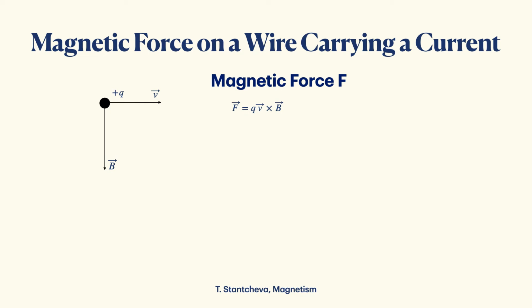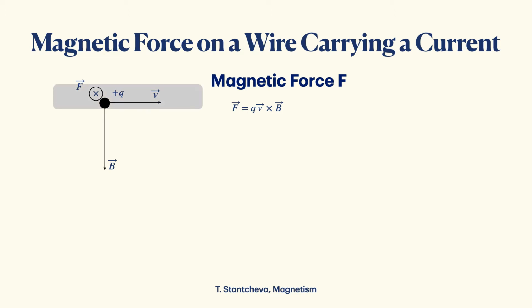In the video about the magnetic force on a moving charged particle in the presence of a magnetic field, we saw that the magnetic force experienced by such an electric charge will be equal to the amount of charge q times the cross product between the vector for its velocity v and the vector for the magnetic field B. We also saw that the direction of that magnetic force will be into the plane of the screen here.